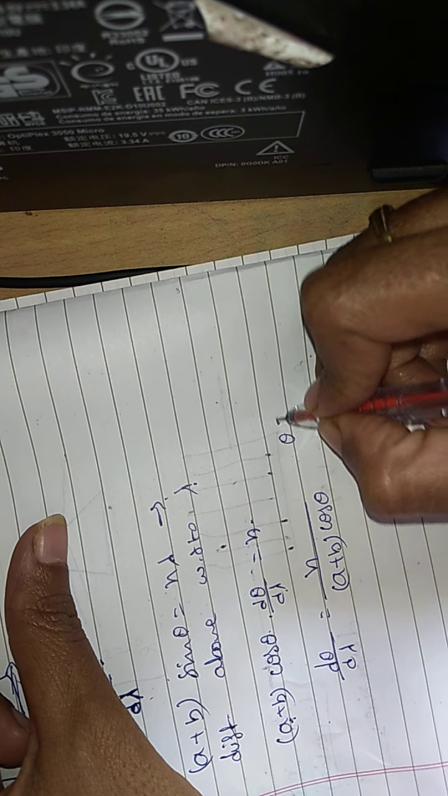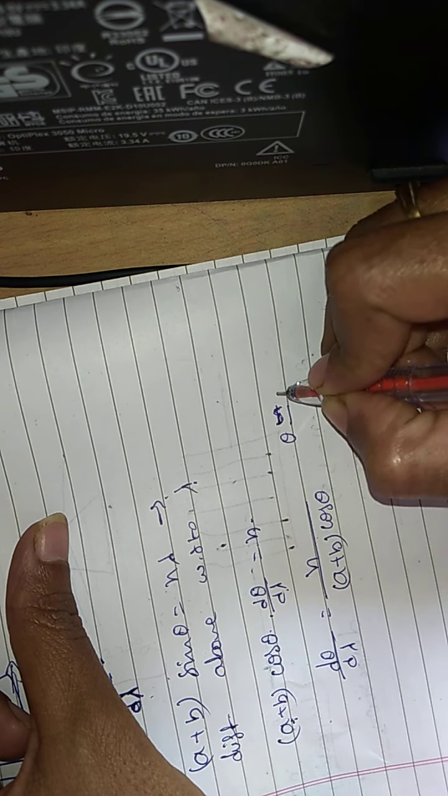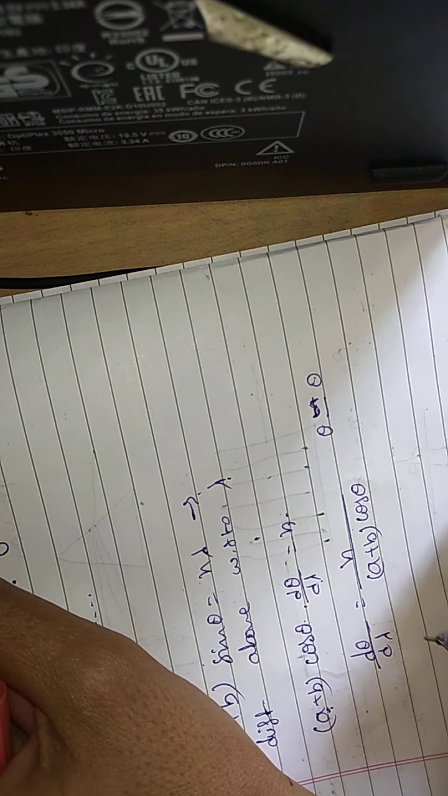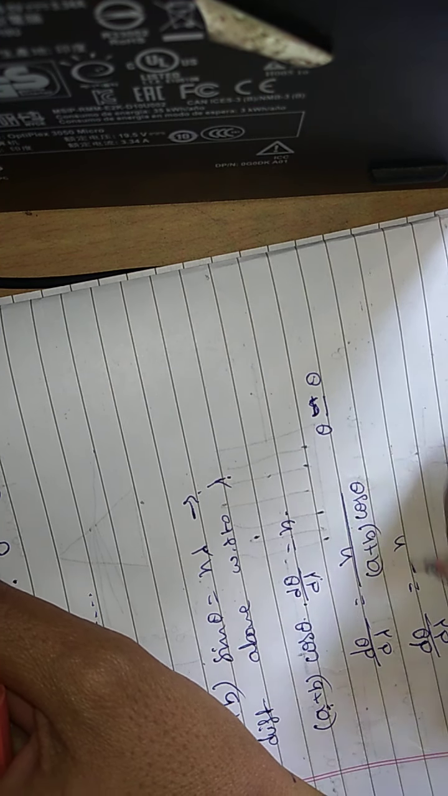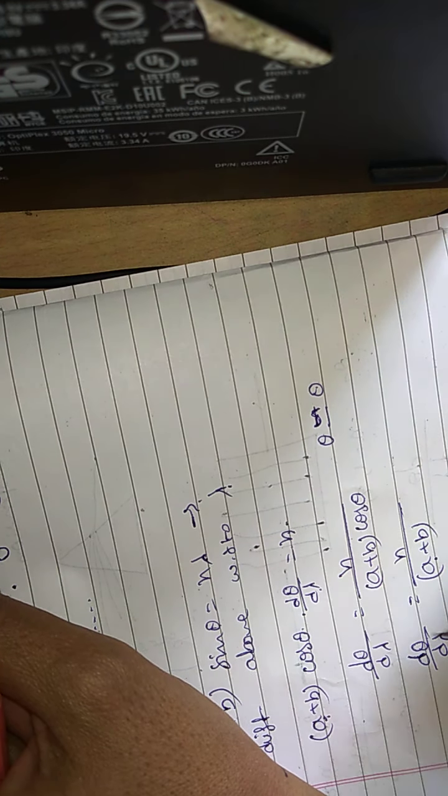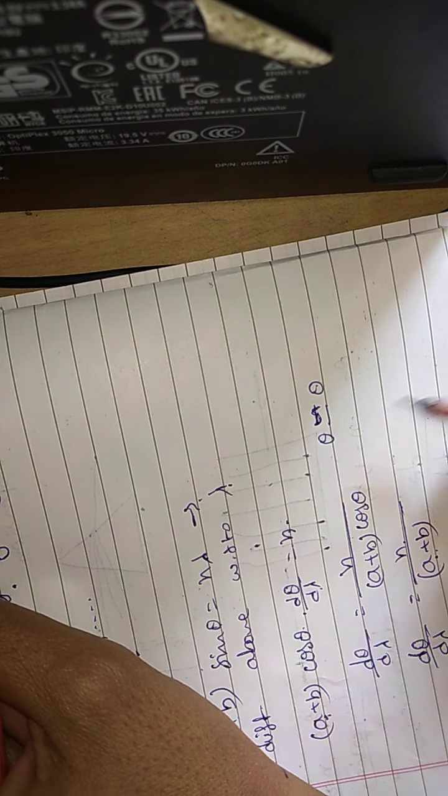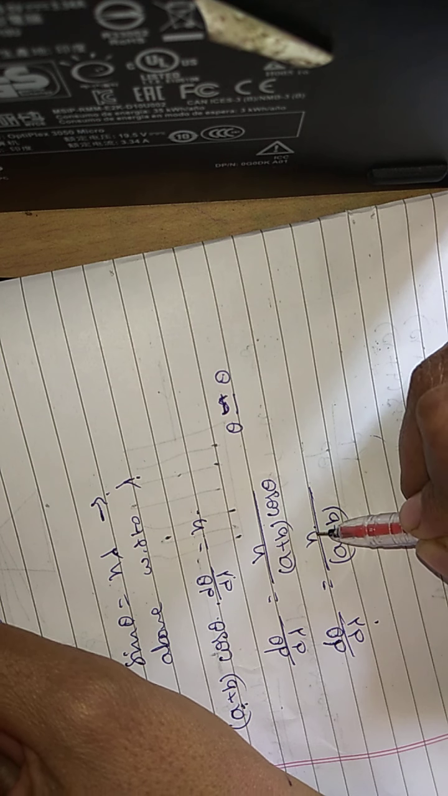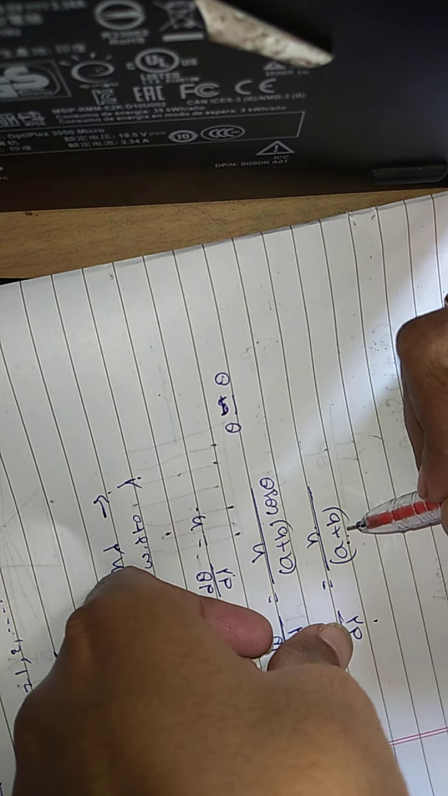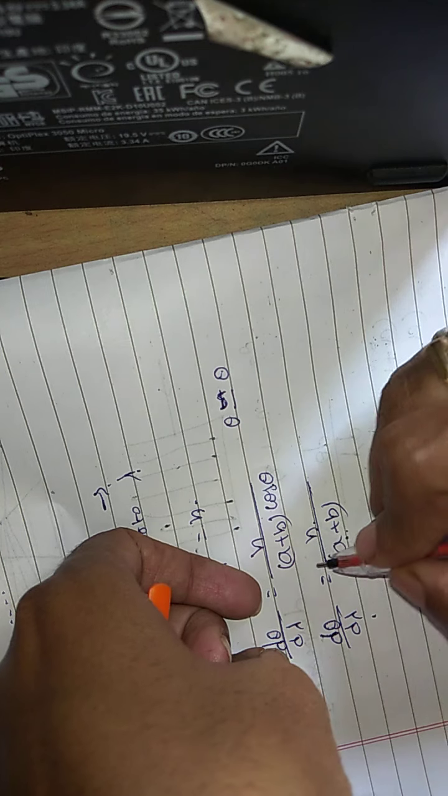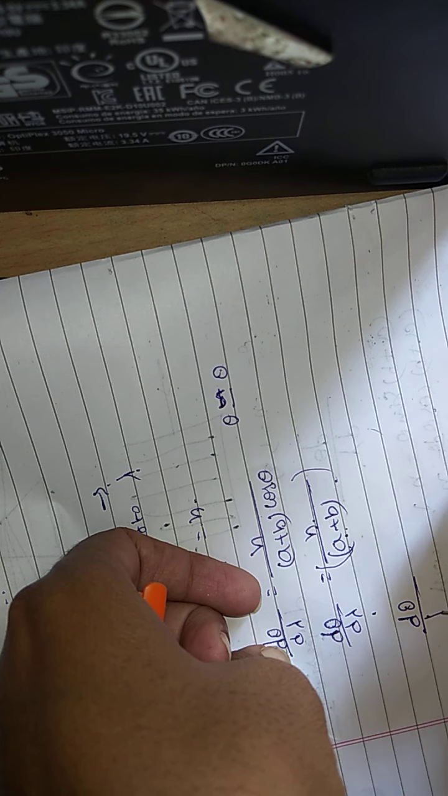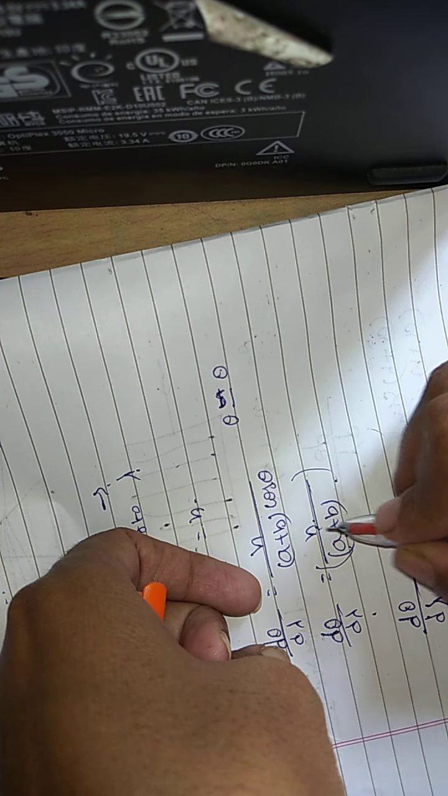If theta is nearly equal to 0, not exactly 0 but nearly 0, then cos theta becomes nearly 1. So d theta by d lambda equals n divided by a plus b, where n is the order of the spectrum, a plus b is the grating constant, d theta is the change in the diffraction angle, and d lambda is the change in the wavelength. This value becomes constant.